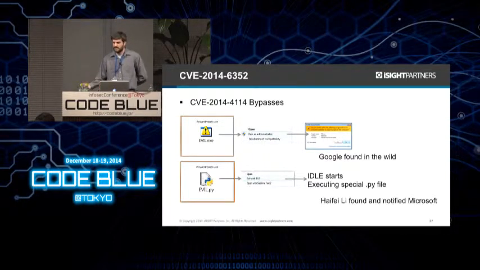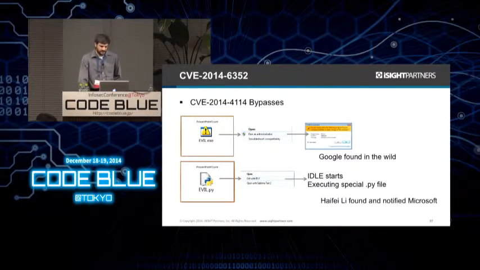That action causes a UAC prompt. And if the user clicks yes, you've got code execution, and it's running in a higher privilege. But that's kind of obvious that something bad might be happening, so maybe it's not as reliable.